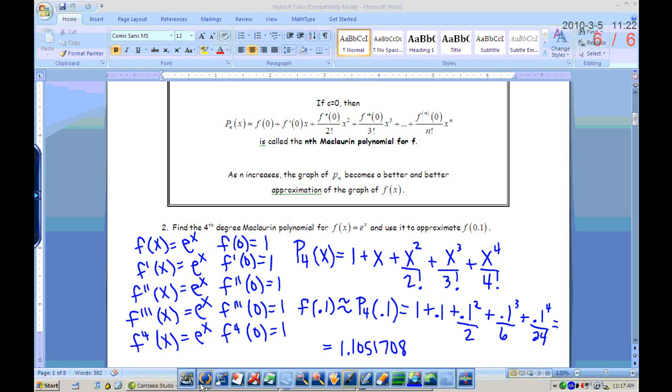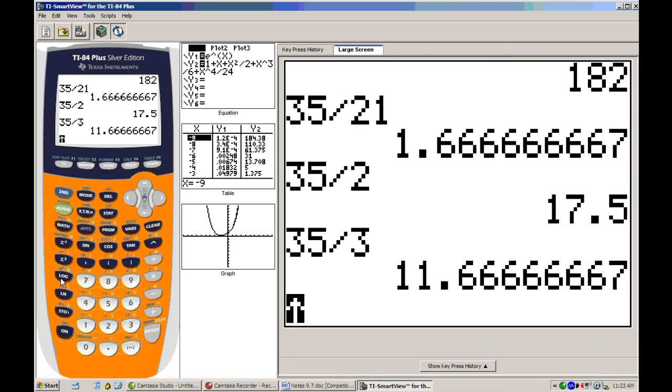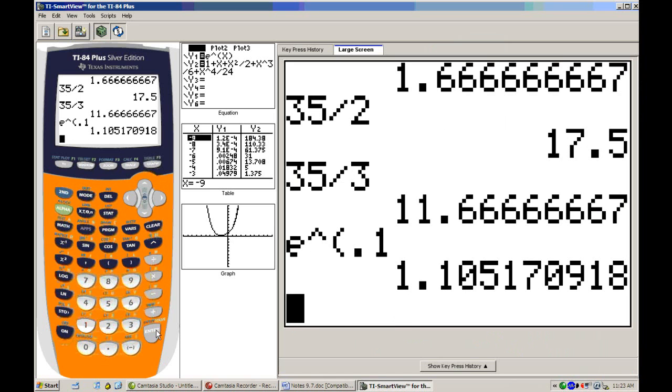So if I go to my calculator, do you think that e to the 0.1 is going to be closer to 1.1 or 1.1051708? Yeah, the second one down here. And if you don't have your calculator handy, that's no big deal. I'll do it for you just to prove it to you. So e to the 0.1 is that. And that's pretty darn close to what we got with our fourth degree Taylor polynomial.